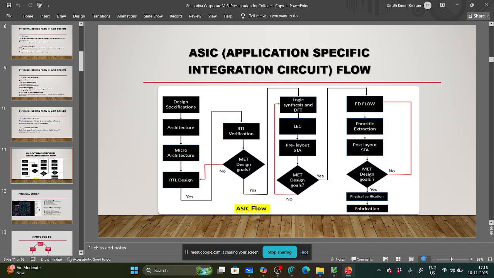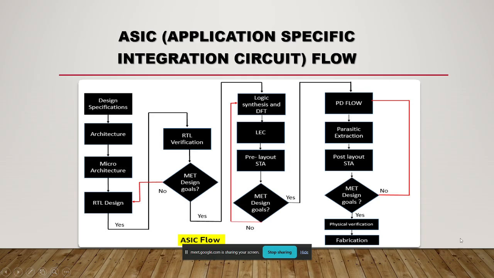So basically, VLSI is nothing but very large scale integration. You have SSI, MSI (medium scale integration), LSI (large scale integration), VLSI (very large scale integration), and ULSI (ultra large scale integration). VLSI is nothing but some 100 crores of transistors you are fabricating within an IC.